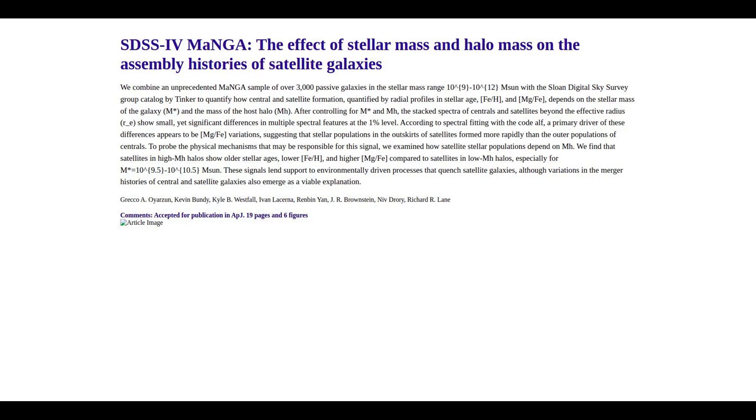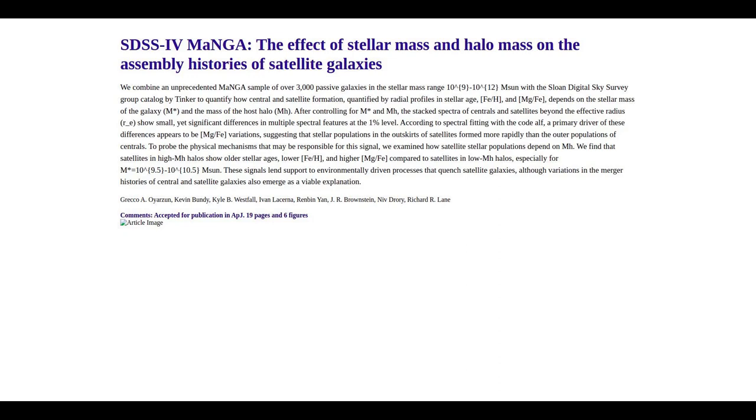After controlling for M-star and M-halo, the stacked spectra of centrals and satellites beyond the effective radius show small, yet significant differences in multiple spectral features at the 1% level. According to spectral fitting with the code ALF, a primary driver of these differences appears to be [Mg/Fe] variations, suggesting that stellar populations in the outskirts of satellites formed more rapidly than the outer populations of centrals.